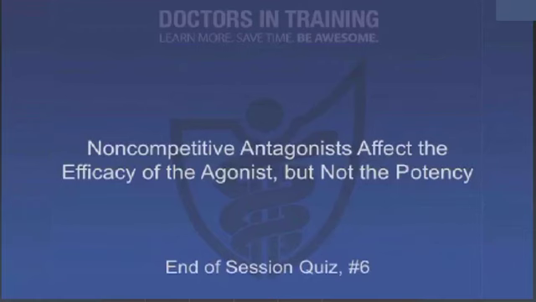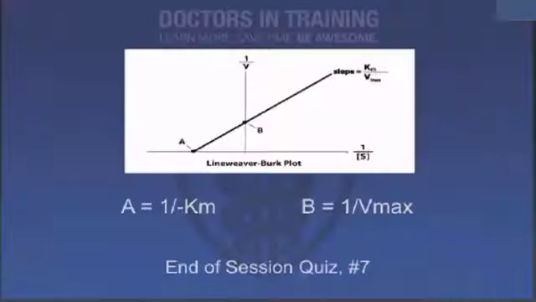Next, does a non-competitive antagonist affect the potency of the agonist, the efficacy, or both? Non-competitive antagonists affect the efficacy of the agonist, but not the potency. Label points A and B. Well, A is going to be 1 over negative Km, and B is going to be 1 over Vmax.